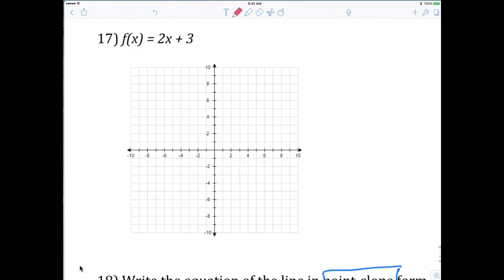What do I do? Up 3, plot a point. And then from there, I do what? Up 2 over 1.